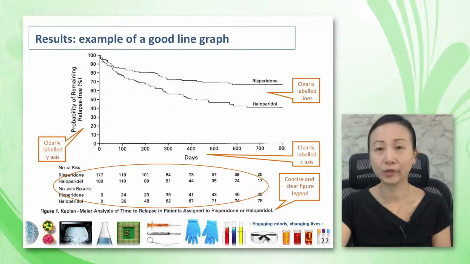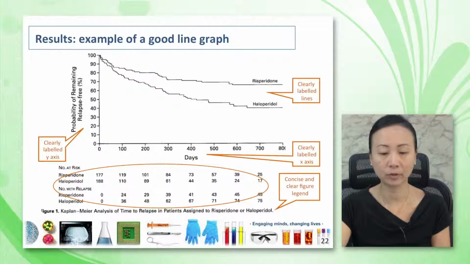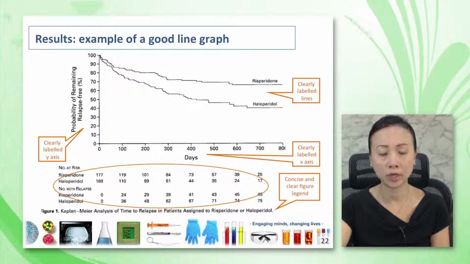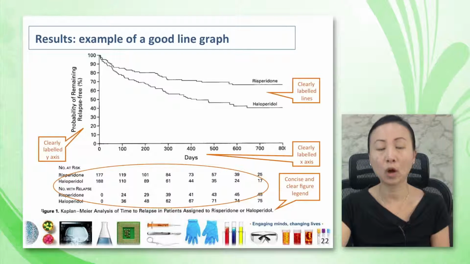Here's an example of a good figure. The X and Y axes are clearly labeled. The scales are appropriate and the label size is appropriate. The graph is uncrowded, so it's easy to discriminate between the two data sets. And the supplementary table below the graph is simple and clear, with the columns aligning with the number of days on the x-axis. The figure legend concisely describes what the figure is about.